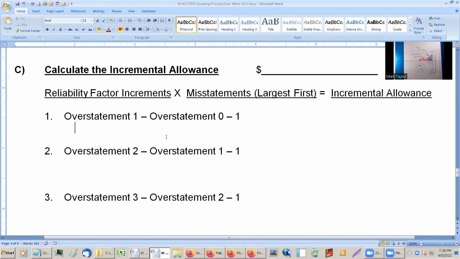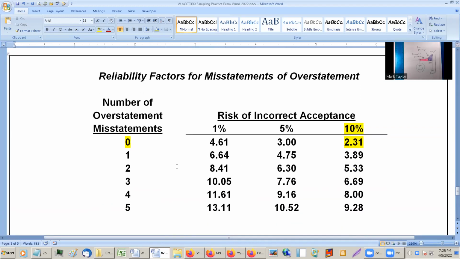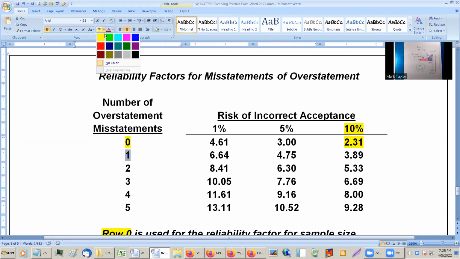Take overstatement 1 minus overstatement 0 minus 1, that'll give us the factor, and then we'll multiply it by the misstatements, which we'll get to in a second. So let's go ahead and do the factor. It's coming down to this table. At 10%, we're going to take the overstatements 2. Now notice, this is the first overstatement, so it's incremental over what we use for the basic precision.